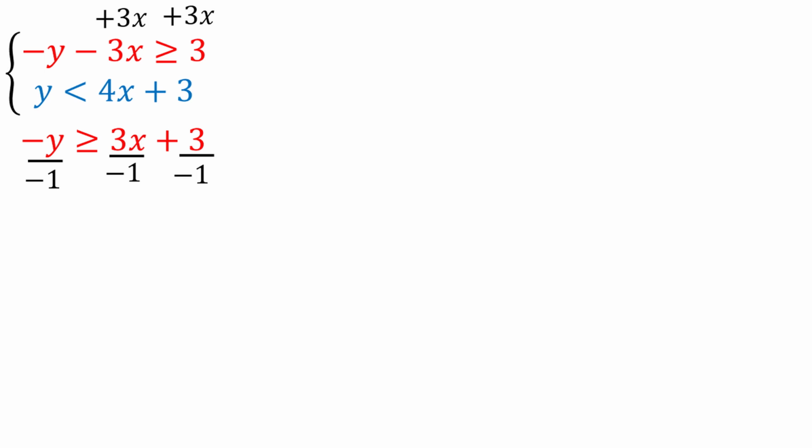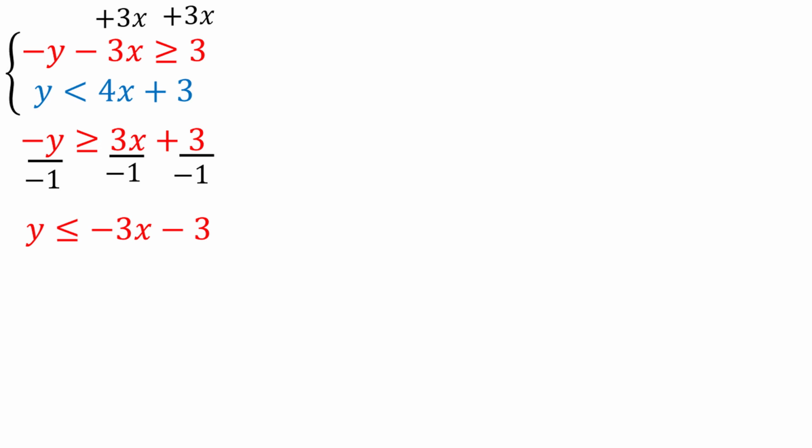Next, we need to divide both sides by negative 1 to clear the negative off the y. We are left with y is less than or equal to negative 3x minus 3. Remember that if you multiply or divide an inequality by a negative number, you must flip the inequality sign, which is why the inequality switched from greater than or equal to less than or equal to here.